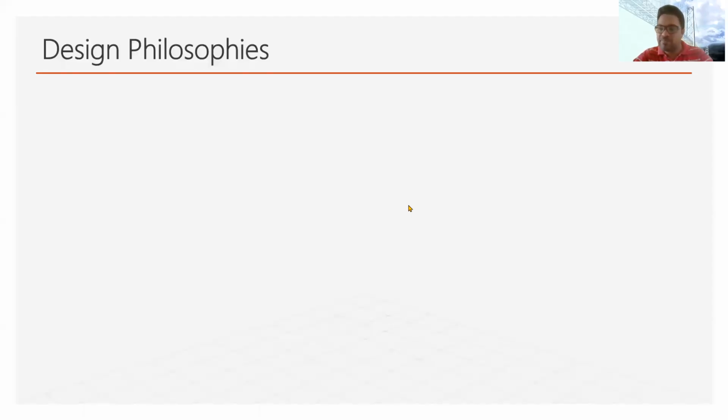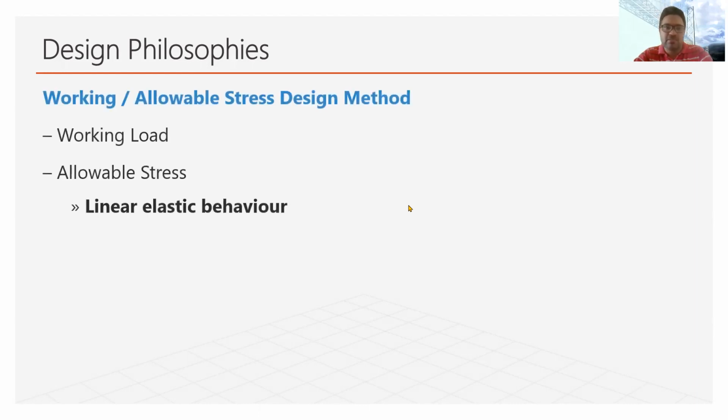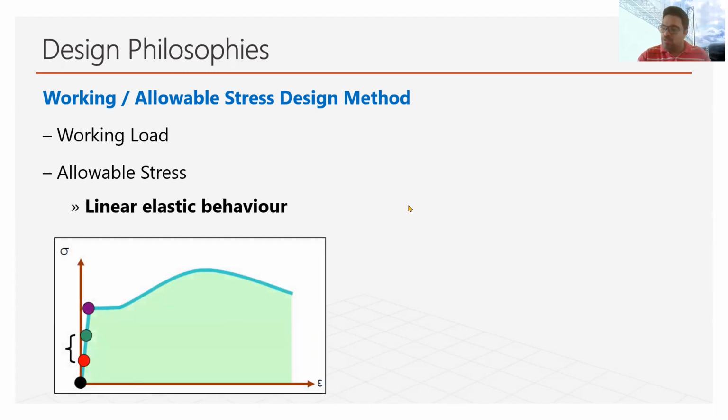Hello, welcome back. So, in this part, we will discuss one of the oldest and traditional methods of design that is called the working stress design method, or in other terms, it is also sometimes referred to as the allowable stress design method, or in short, WSM or ASD. We will discuss this working stress method with a simple example.